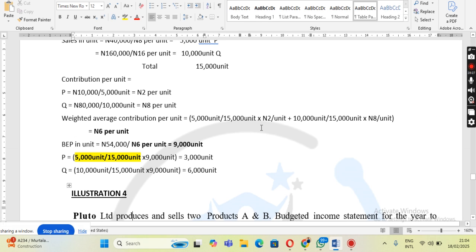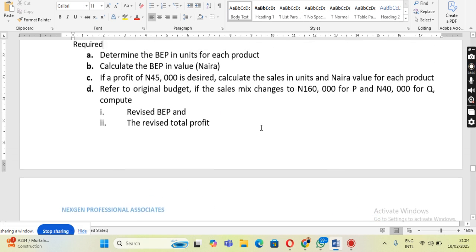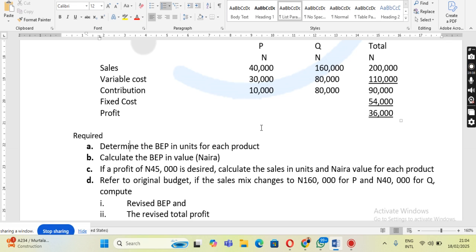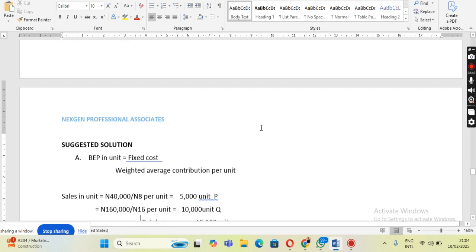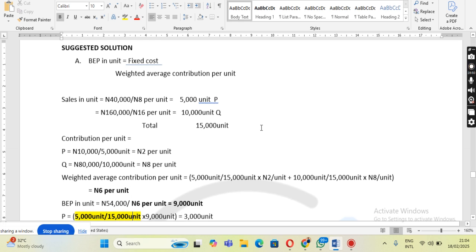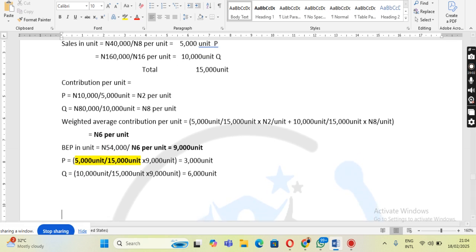So the next one is the B part. Calculate the BEP in value. Class, it is still the same process. Calculate what? The BEP in value. Now, in this value, instead of looking for the mix for the unit, it will be for value. So instead of looking for the mix the way we did the mix here, you will just use value. Instead of unit, you use value.